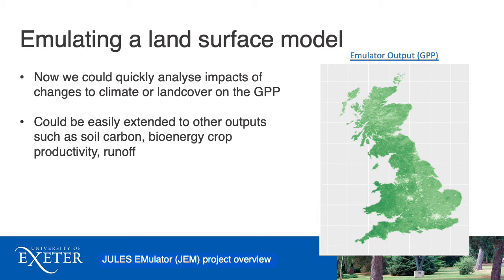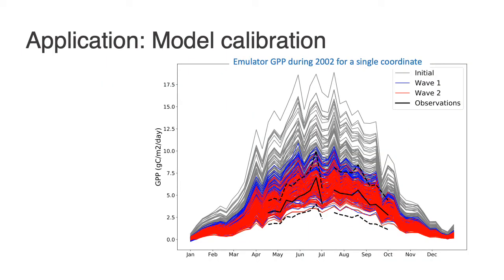Also, when the emulator is combined with observations, you can begin to rule out certain combinations of inputs, such as parameter combinations that give unrealistic results. And that's what we did here. This is an example of improvements to JULES enabled by the emulator.